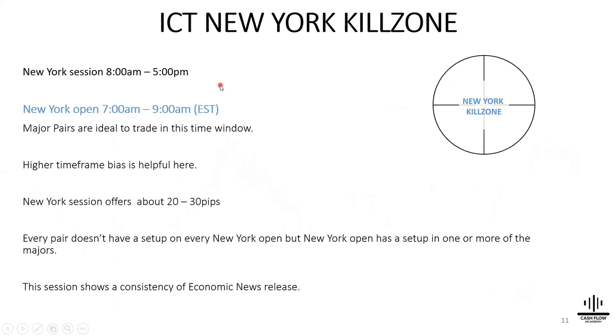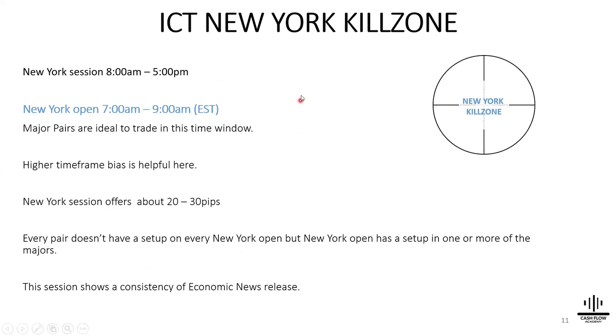Major pairs are ideal to trade in this time window. Higher time frame bias is helpful here once again. And the New York session offers about 20 to 30 pips. Every pair doesn't have a setup on every New York Open, but the New York Open has a setup in one or more of the major pairs. I hope you understand this.